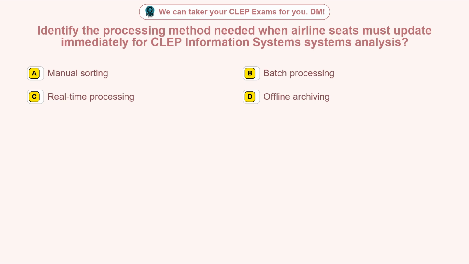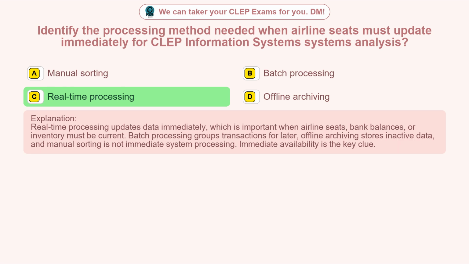Question 21. Identify the processing method needed when airline seats must update immediately for CLEP Information Systems analysis. Option A, Manual sorting. Option B, Batch processing. Option C, Real-time processing. Option D, Offline archiving. The correct answer is option C. Real-time processing updates data immediately, which is important when airline seats, bank balances, or inventory must be current. Batch processing groups transactions for later, offline archiving stores inactive data, and manual sorting is not immediate system processing. Immediate availability is the key clue.